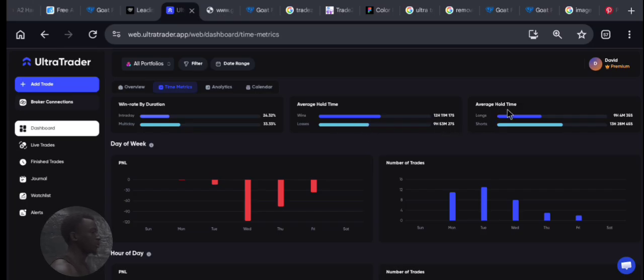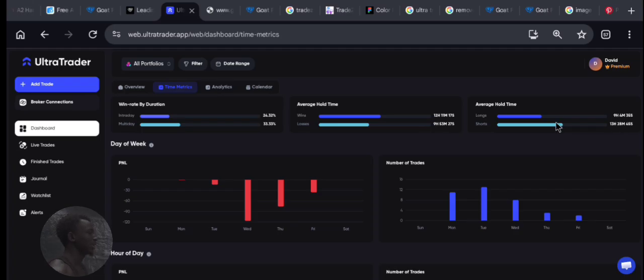So we'll go to the next panel, which is average hold time. This is for long and short, which is almost like saying buys and sells. So the average time I hold a buy is around 9 hours.